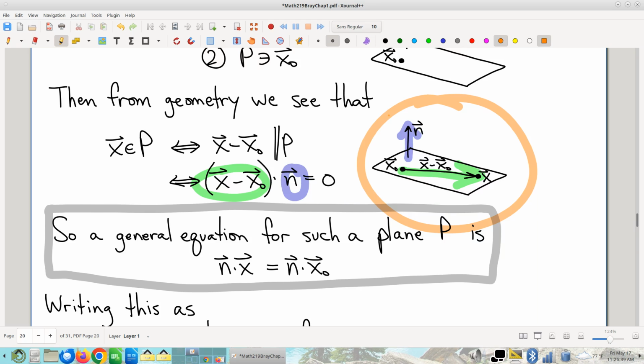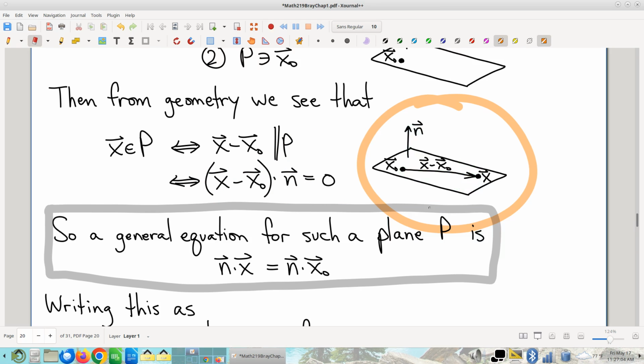Orthogonal because x minus x naught absolutely could be 0. The point x naught counts. The point x naught is in the plane, right? So I do want to allow for that to be 0, so I'm going to say orthogonal, and of course orthogonal is defined perfectly by this dot product being 0. So there you go, equation of the plane.